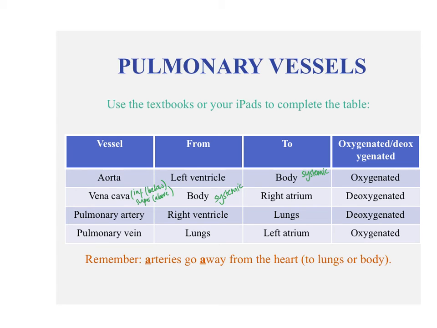Likewise, the pulmonary artery is going from the right ventricle to the lungs. You might want to talk about the alveoli there if you fancied it. And that's deoxygenated still. And then the pulmonary vein is going from the lungs to the left atrium, and it's now oxygenated, which is nice because we need that oxygen.